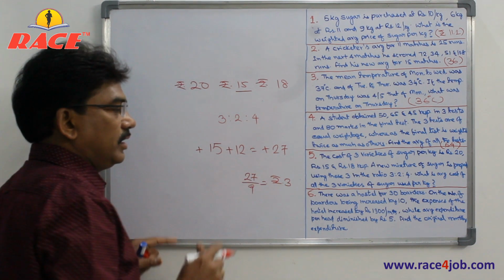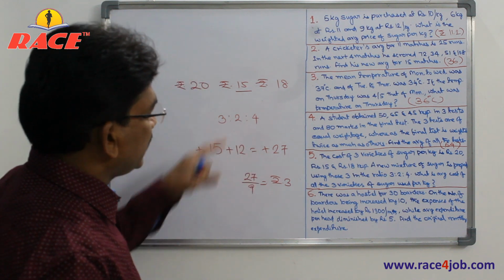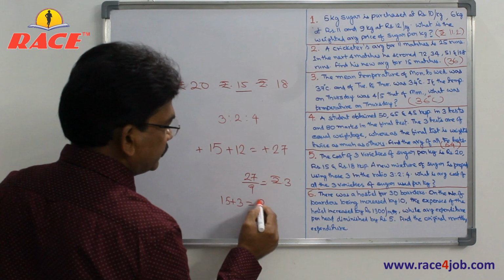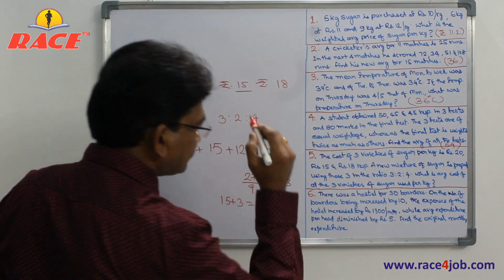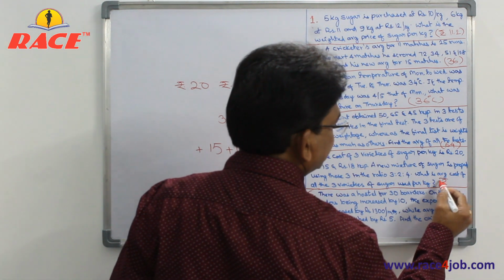So our actual average is 3 rupees more than the assumed average. 15 plus 3, that is 18 rupees, is the answer. Okay, the average is 18 rupees.